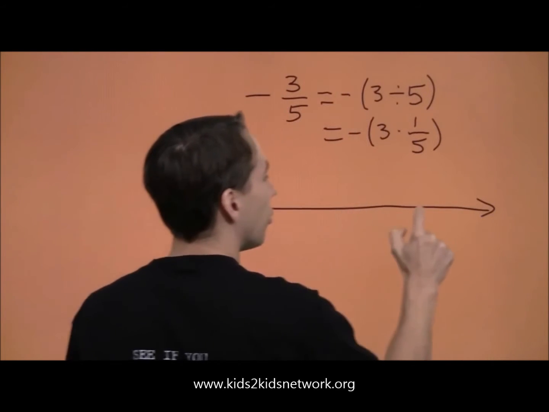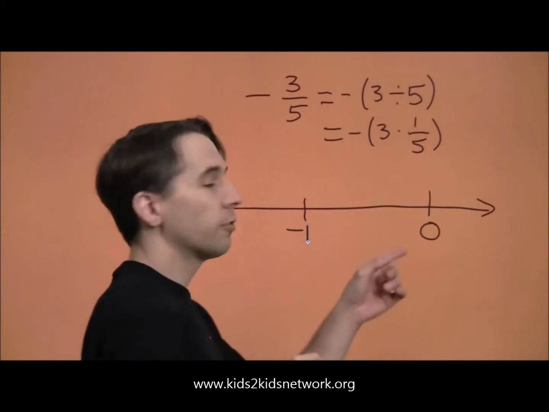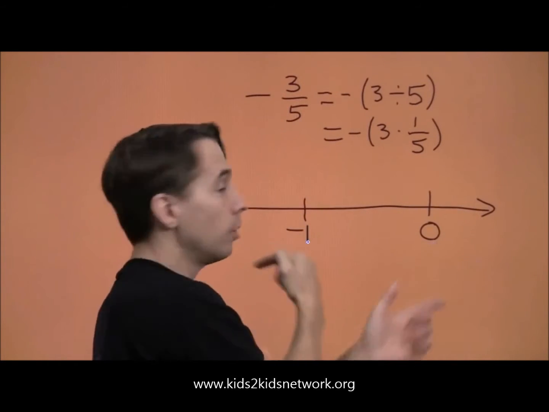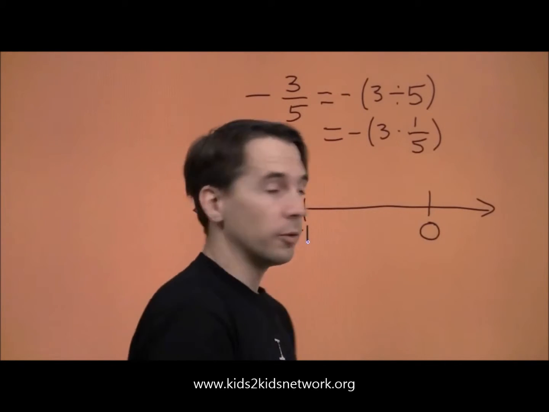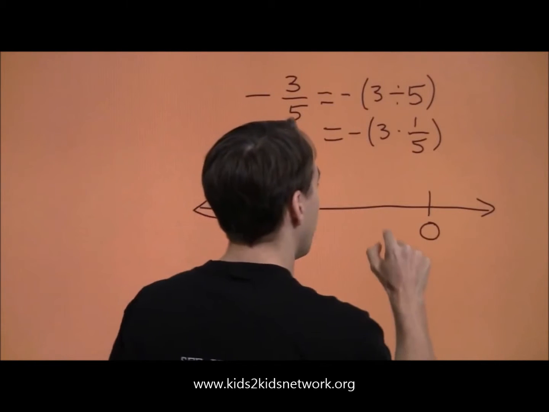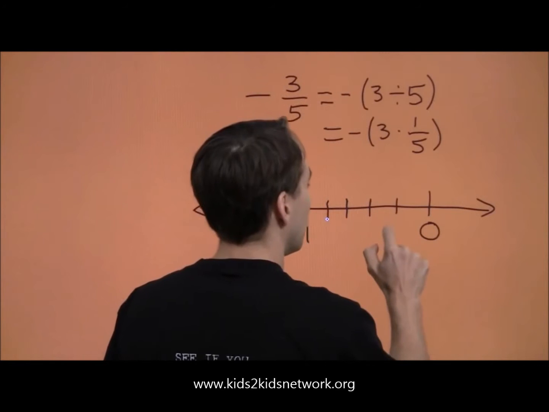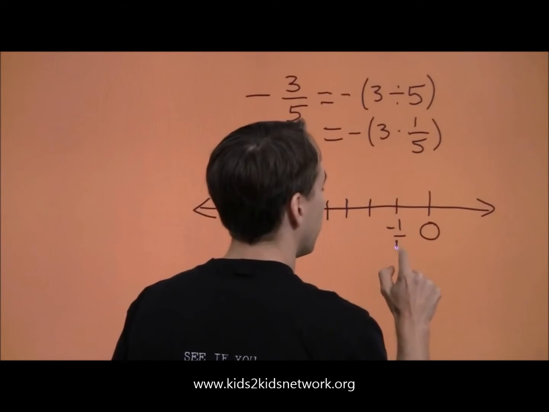is that we're going to go the other way from 0. So instead of going to the right from 0, we're going to go to the left from 0. First, we're going to figure out where 1 over 5 is, and that means we take the segment between 0 and 1, split it into 5 equal pieces. The first one is negative 1/5.